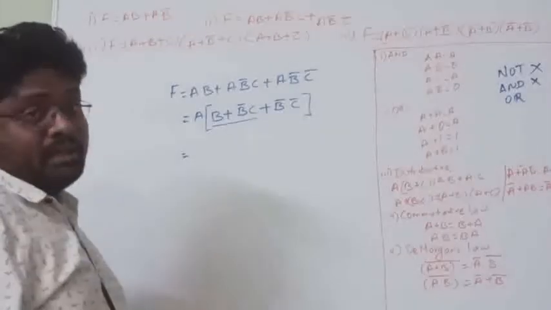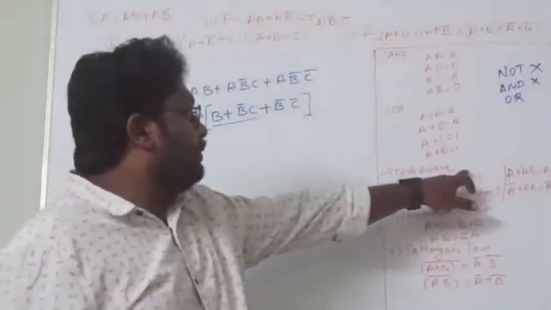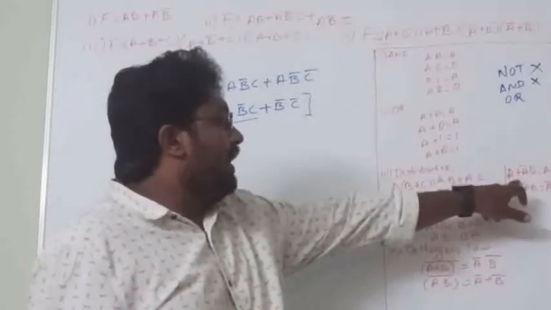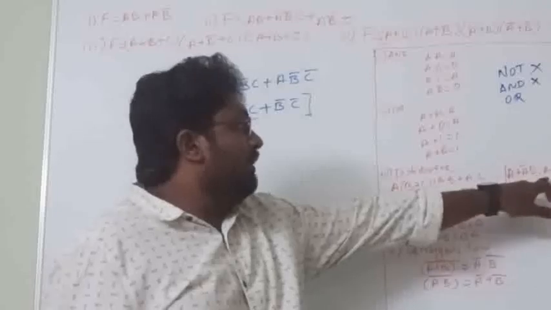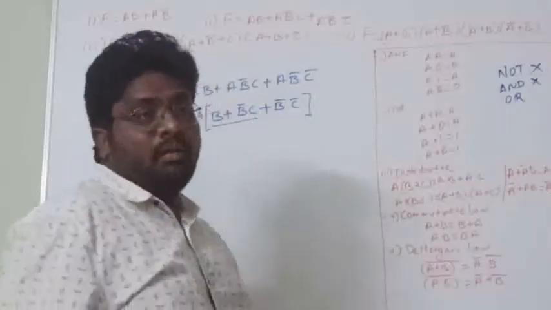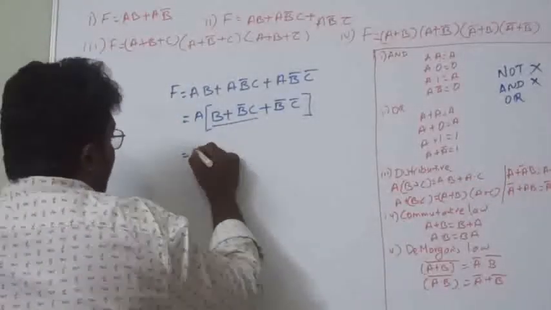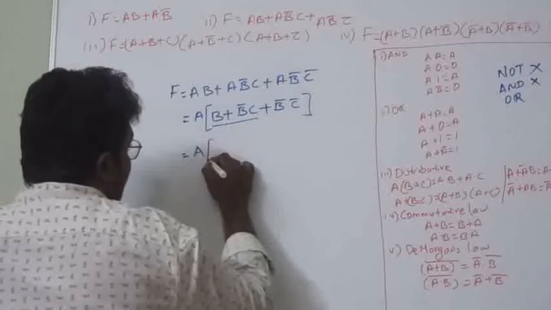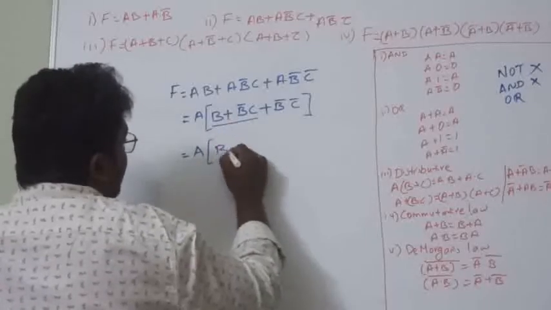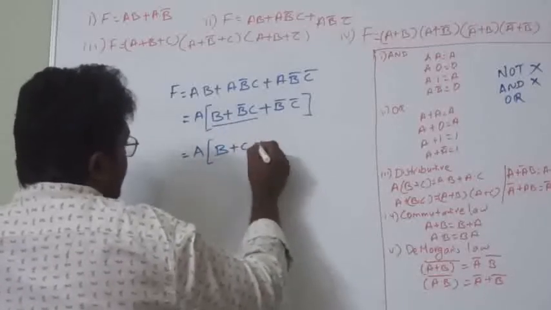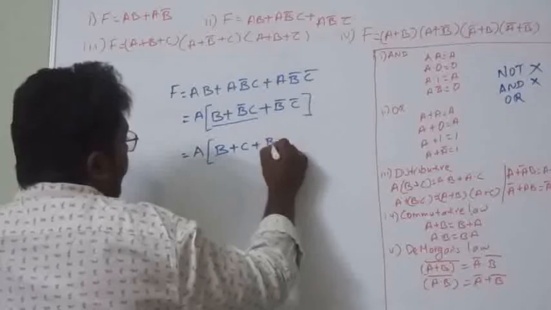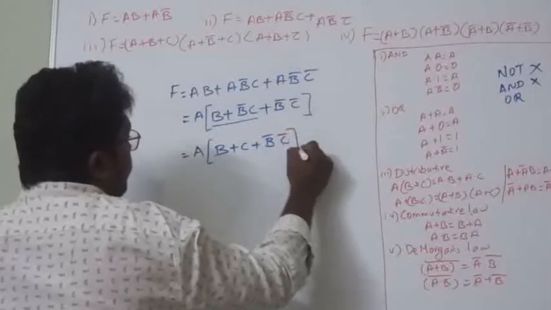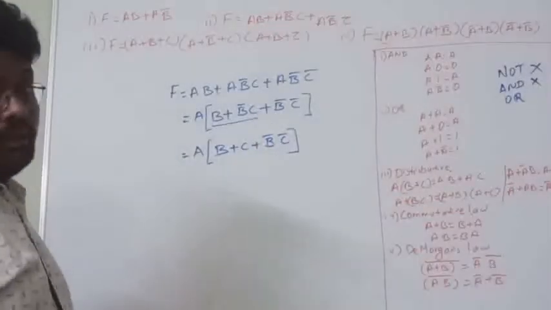If we observe here, for B or B complement and C, by using the distributive law, that is, A or A complement B will become A or B, in the same way here we can represent this as A times (B or C plus B complement or C complement).